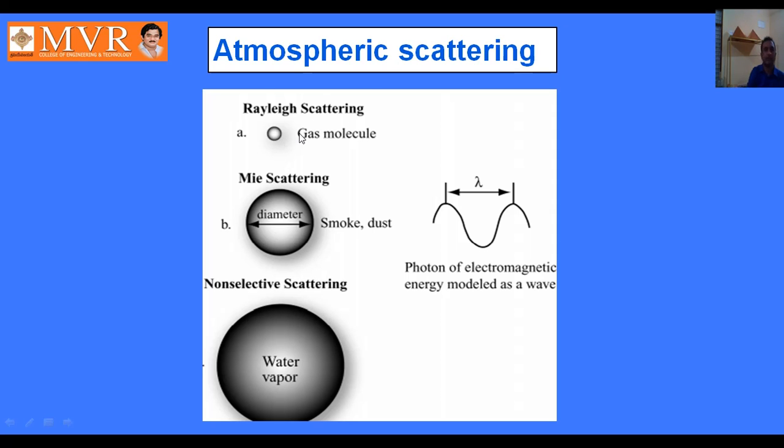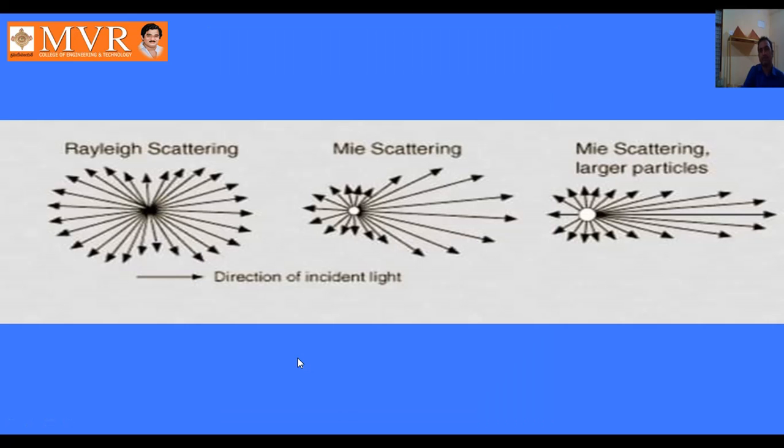In selective scattering, for Rayleigh scattering, the shorter the wavelength, the more the scattered intensity. So the shorter wavelength is scattered more in Rayleigh scattering. In Mie scattering, both are equal: whenever the particle size and incident wavelength are equal, Mie scattering occurs. In non-selective scattering, when the particle size is much more than the incident radiation wavelength, non-selective scattering happens.